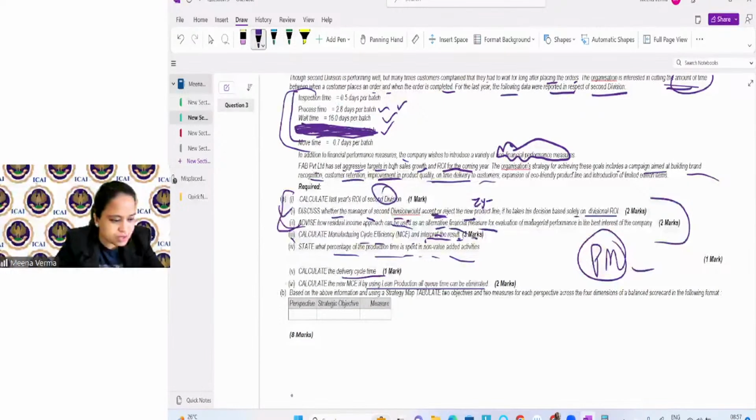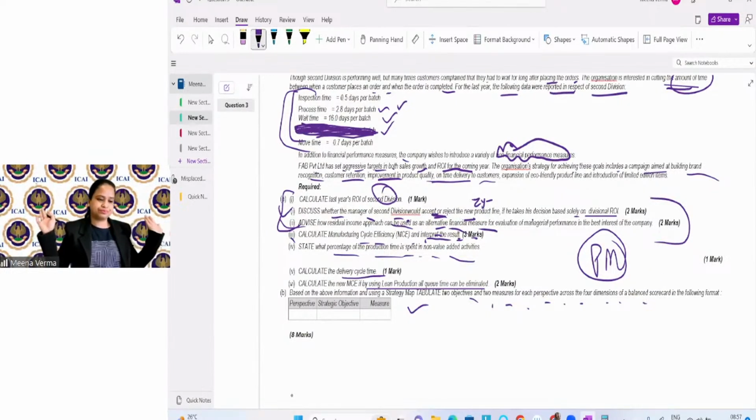And the last one, based on the above information, using a strategy map, tabulate 2 objectives and 2 measures of each perspective across the 4 dimensions of the balanced scorecard. Oh, they asked about the balanced scorecard too.